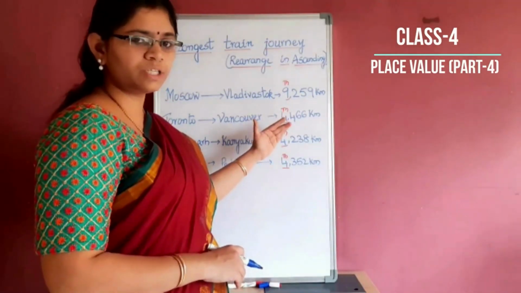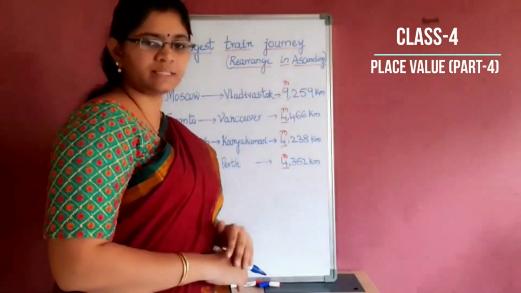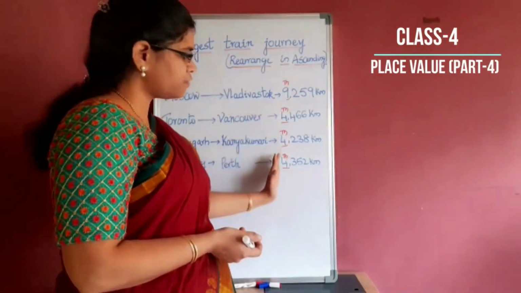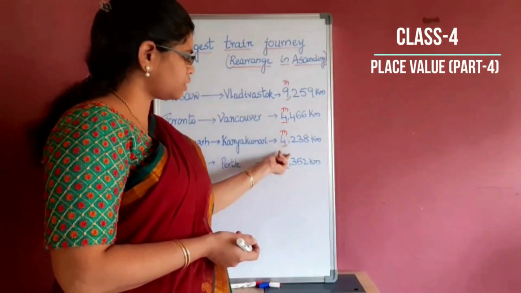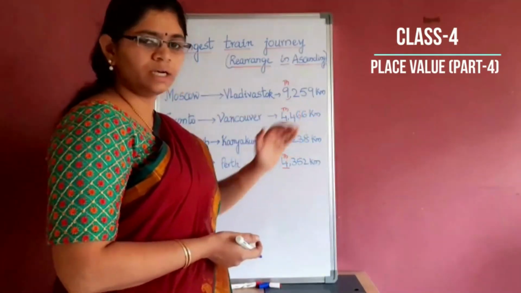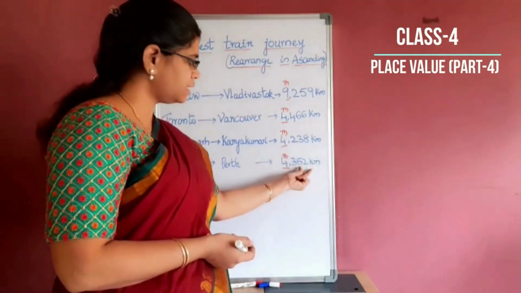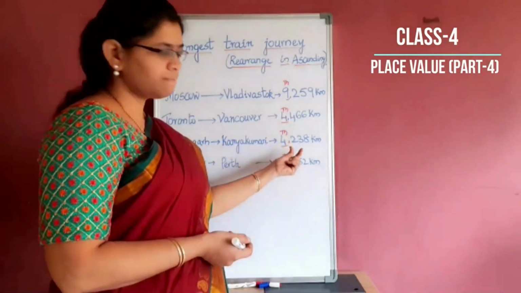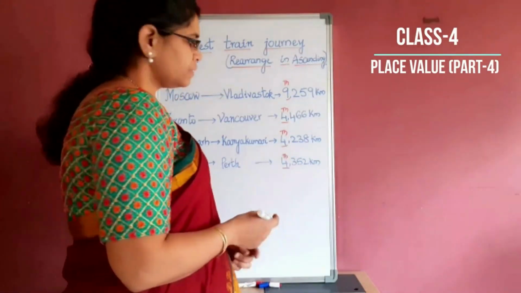So which is smaller, children? 4 or 9? 4 is smaller. As we have to arrange in ascending order, we will start from the smaller number to the bigger number. In these 3, which is the smallest, children? 4,000, 4,000, 4,000 in thousands period, they have the same digit. Now let us go to the next period. Here this is 466, 238, 352. Which is smallest among all these? Yes, 4,238 is the smallest one.